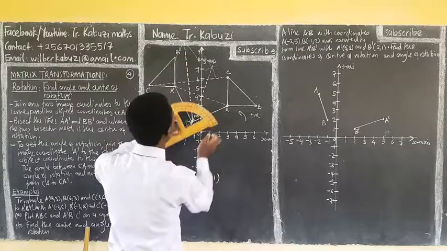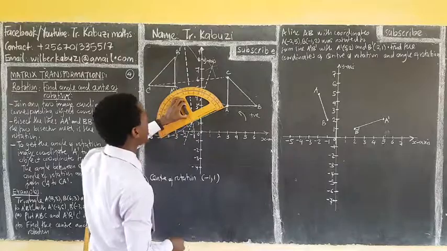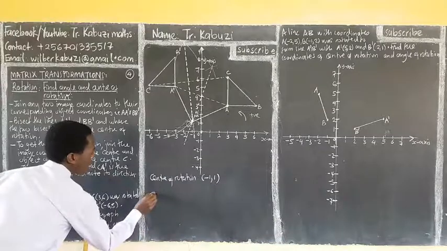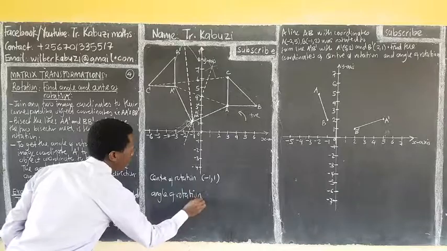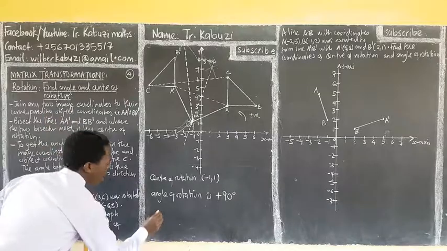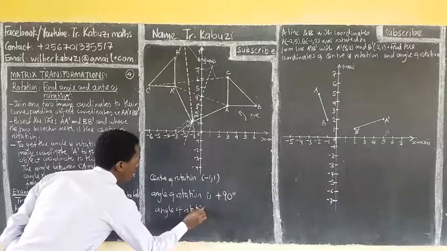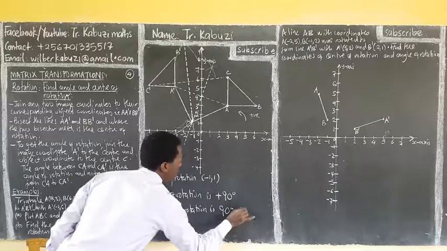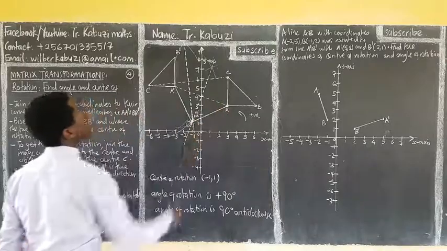Then you come and you measure it. When I measure it, I get 90 degrees. So, the angle of rotation is positive 90 degrees. Or you can say angle of rotation is 90 degrees anti-clockwise, because we are moving in the anti-clockwise direction.